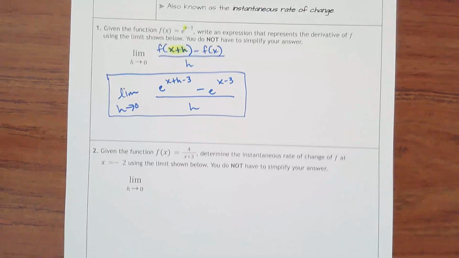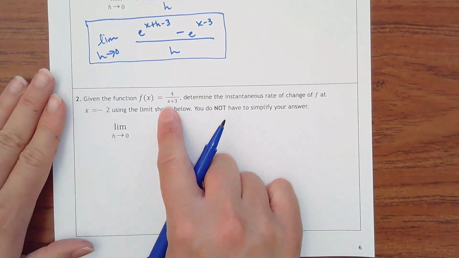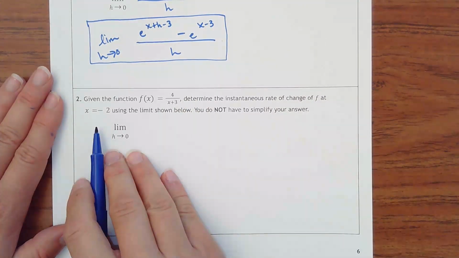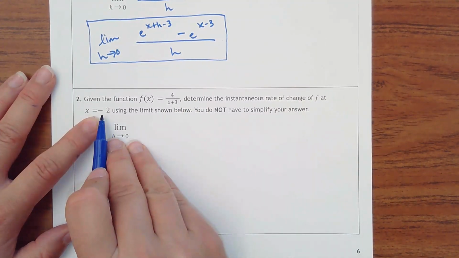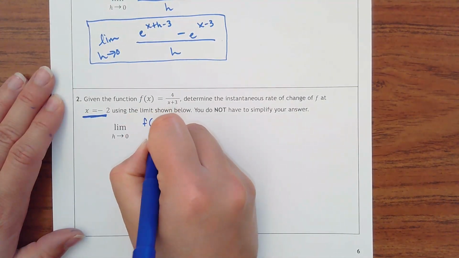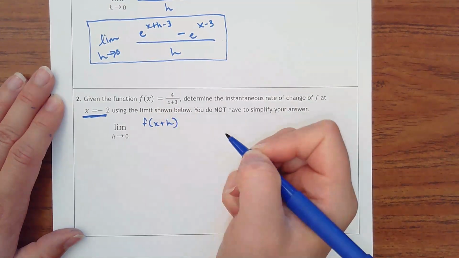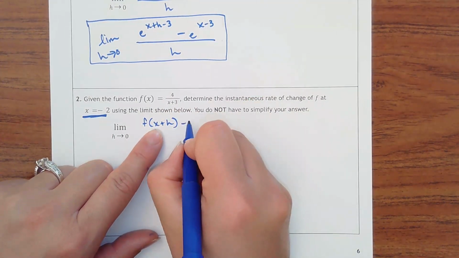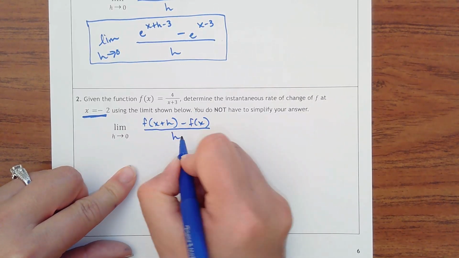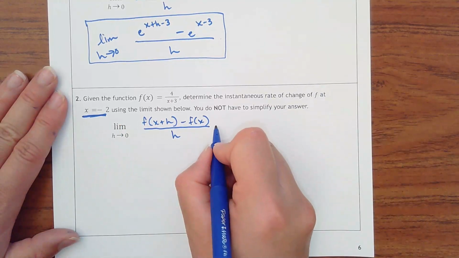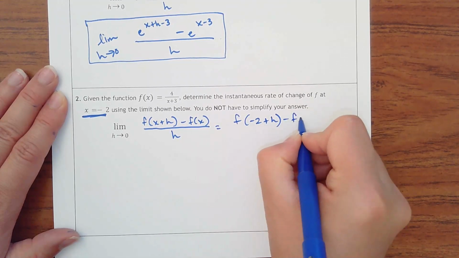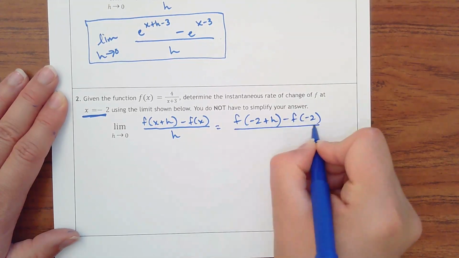All right, number 2 is the same thing, but this time I have a rational function because I have a fraction. And again, we're not having to simplify, but they give us at x is -2. So now when I have f of my x plus h, I'm going to go ahead and put -2 in for x. So then I'm going to put f of -2 plus h minus f of -2 over h.